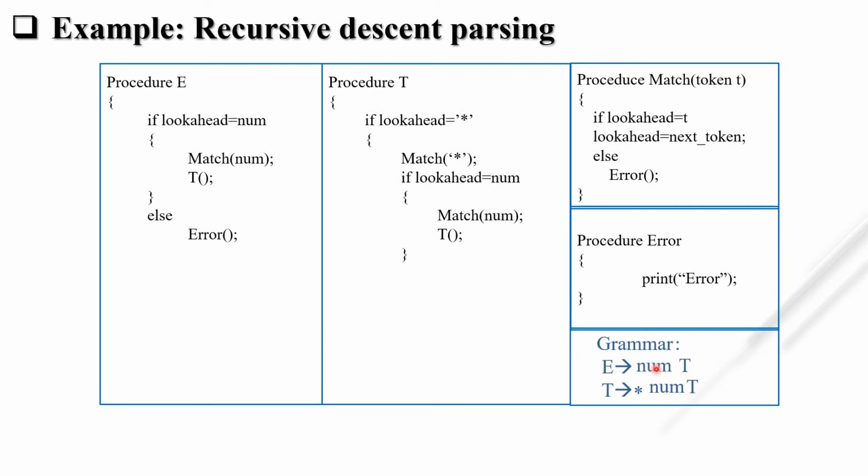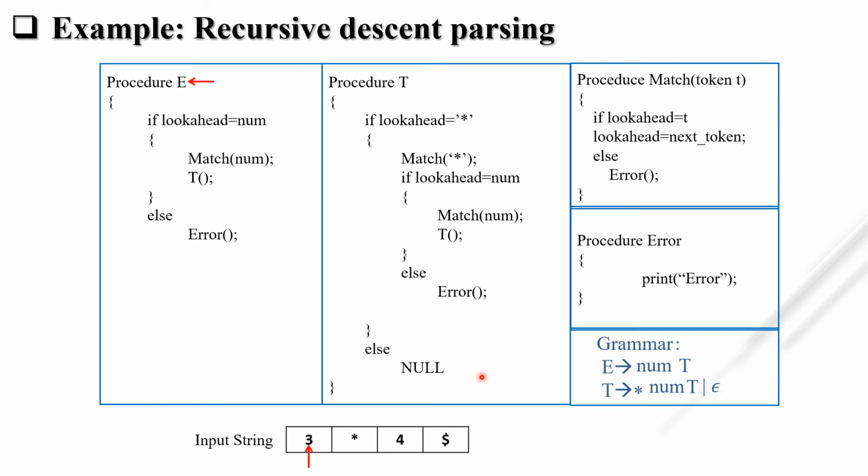If lookahead is not a star, then we print error. Now there is a null, so we simply check if the lookahead symbol is star, then we have to follow this, otherwise null. For null there is no statement. For null we have to simply write null. Okay, I hope you understand, but let us parse the string with the help of this example.